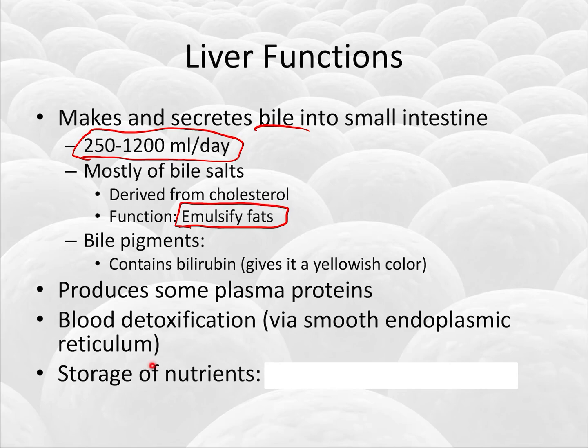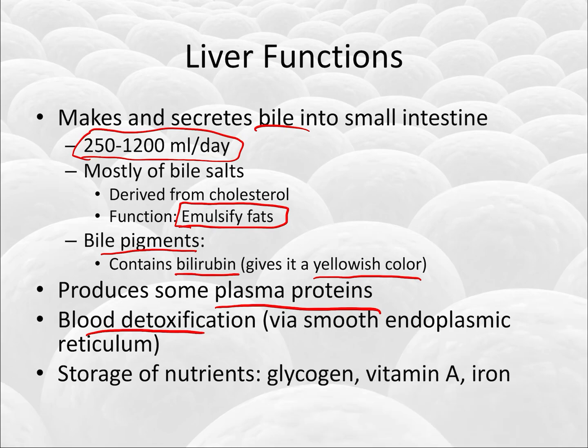And then there's biopigments that also are included in there, along with the salts. These contain something called bilirubin, which is the product of breaking down red blood cells, and it gives the bile its yellowish color. Talk more about that next time as well. So the liver is also very important for making plasma proteins. We'll talk about a lot more of those when we talk about the blood. And then the liver is important for blood detoxification, and then the storage of nutrients. The liver is our second largest site of glycogen storage. Vitamin A and iron are also stored there.